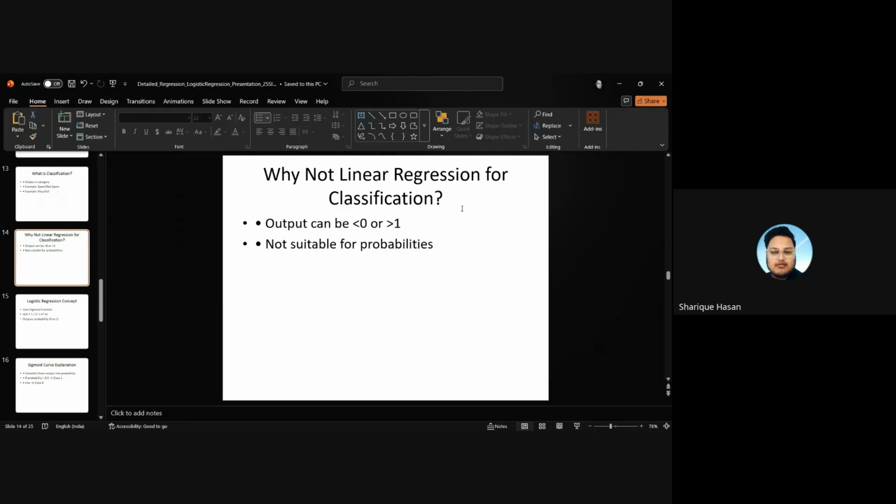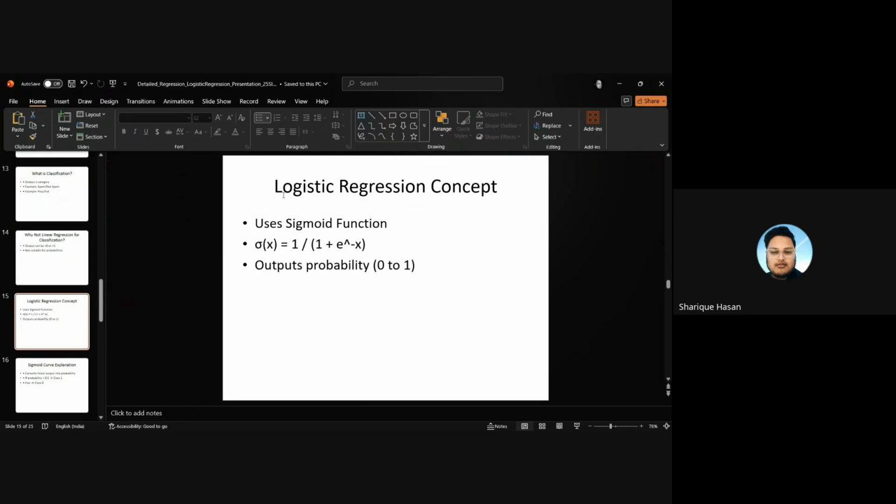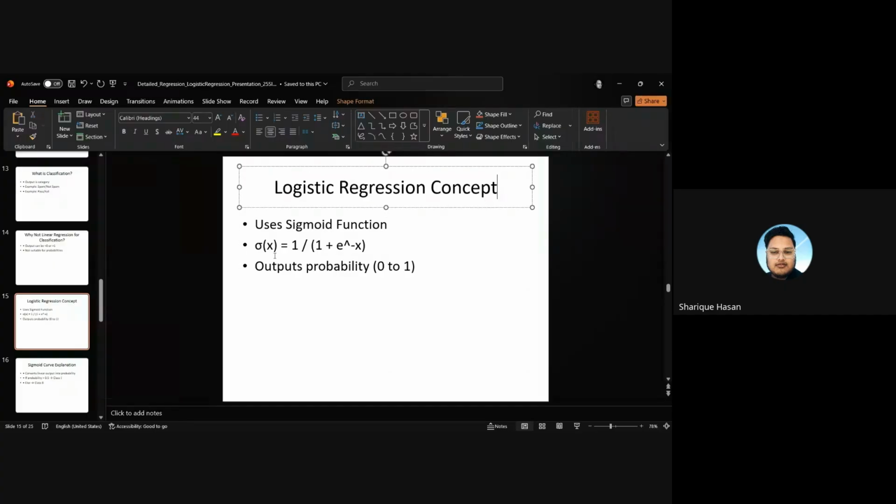Why not linear regression for classification? Because the output can be less than zero or greater than one, so it is not a substitute for probability. Now, what is the logistic regression concept? It uses the sigmoid function, and this is the formula. We will explain it more precisely in the practical: sigma of x is equal to 1 divided by 1 plus e to the power minus x. The output is between 0 and 1.